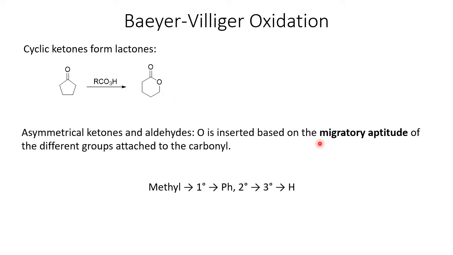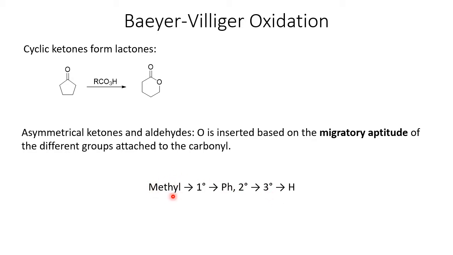Now when we are working with asymmetrical ketones or aldehydes, the O is inserted based on the migratory aptitude of the different groups that are attached to the carbonyl. So this is an example of the order of migratory aptitude. And migratory aptitude is just looking at how willing is this group to undergo that migration step and shift over to be attached to the oxygen.